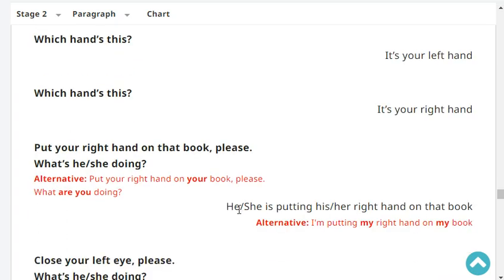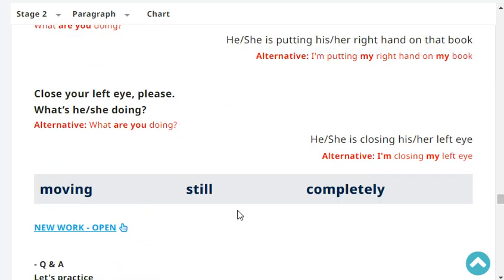Okay, what am I doing? You're putting your left hand on the book. Very good. What am I doing? You're putting your right hand on your eye. Very good.